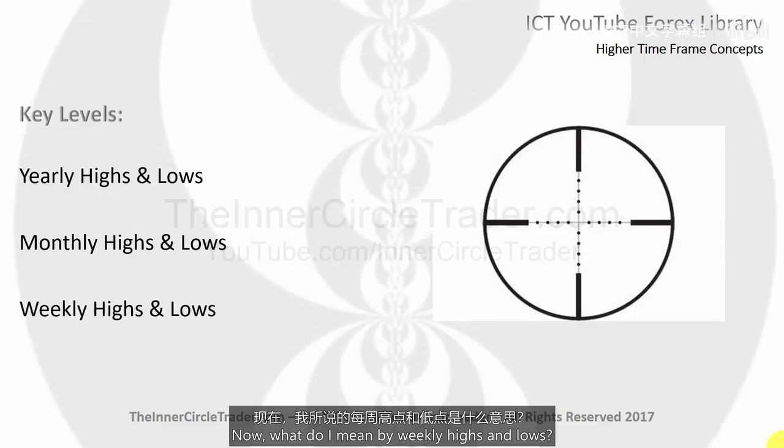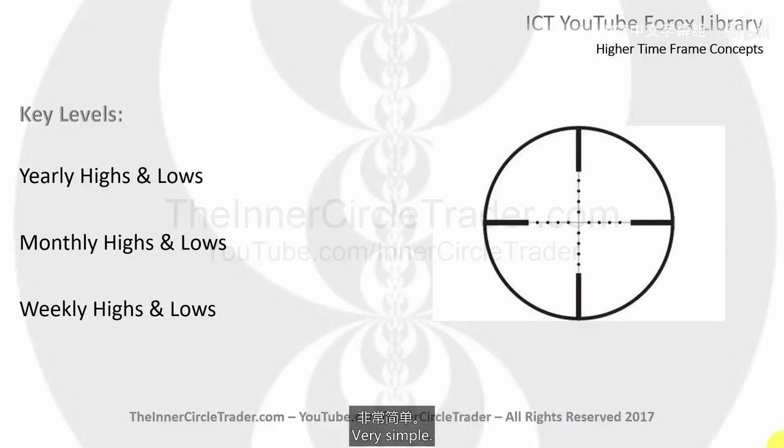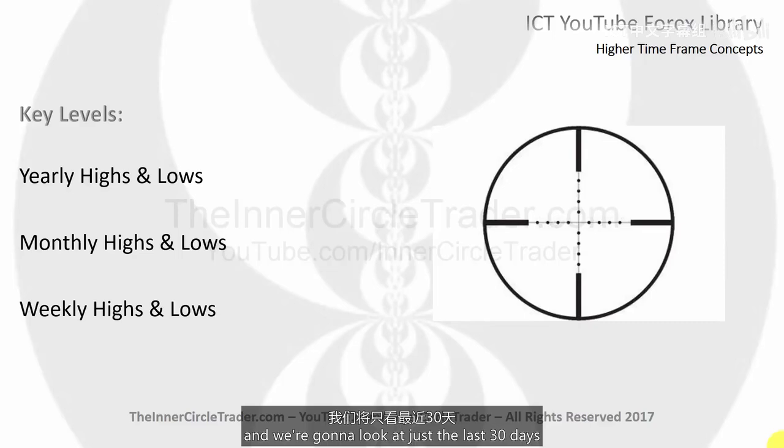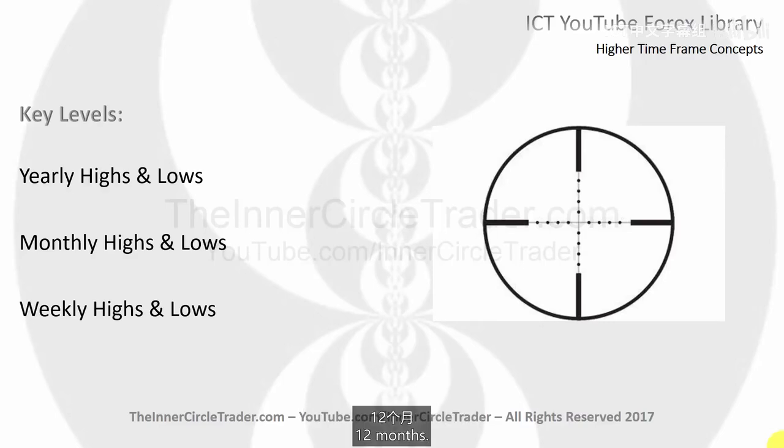Now, what do I mean by weekly highs and lows? We're going to look back at last week's high and low. Very simple. Monthly high and low. We're going to look at the last 3 months high and low, and we're going to look at just the last 30 days or whatever the previous month is. Its highest high and its lowest low. And yearly, again, is a rolling calendar from whatever today is. Go back 12 months, whatever the highest high and the lowest low is, we'll use that as a reference point.